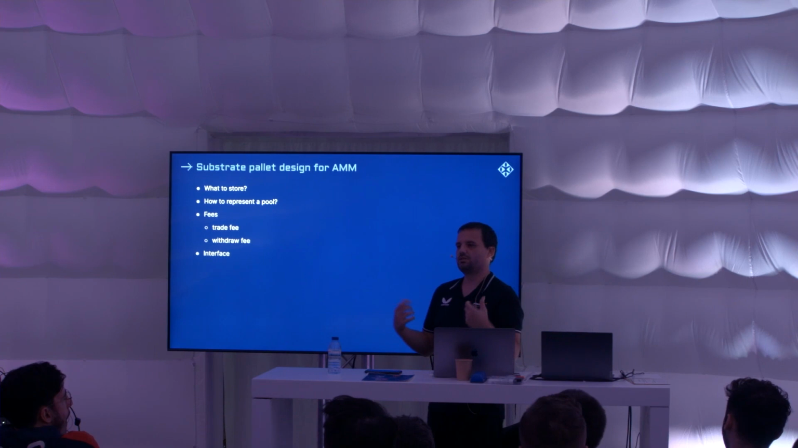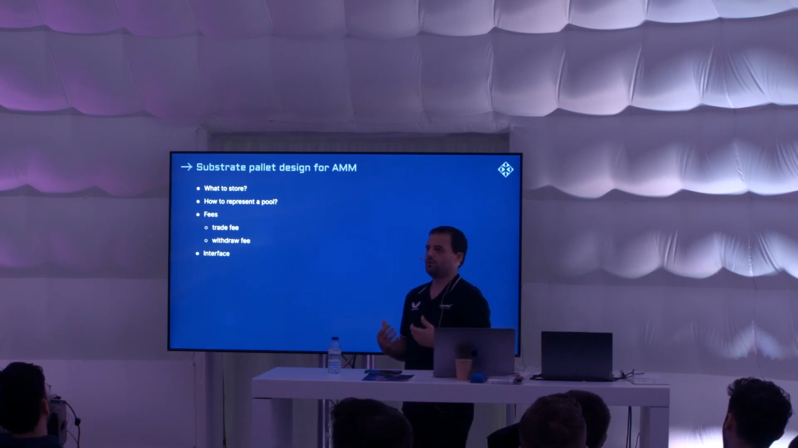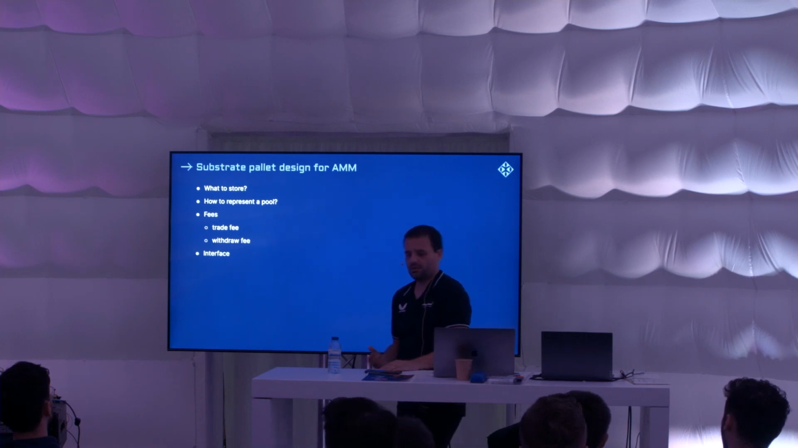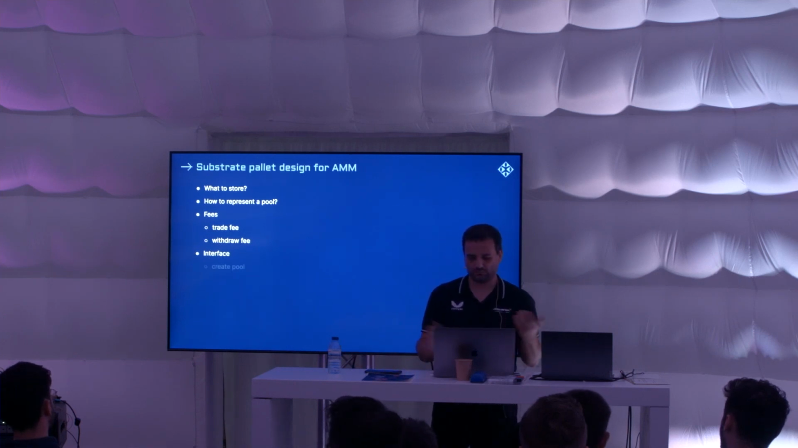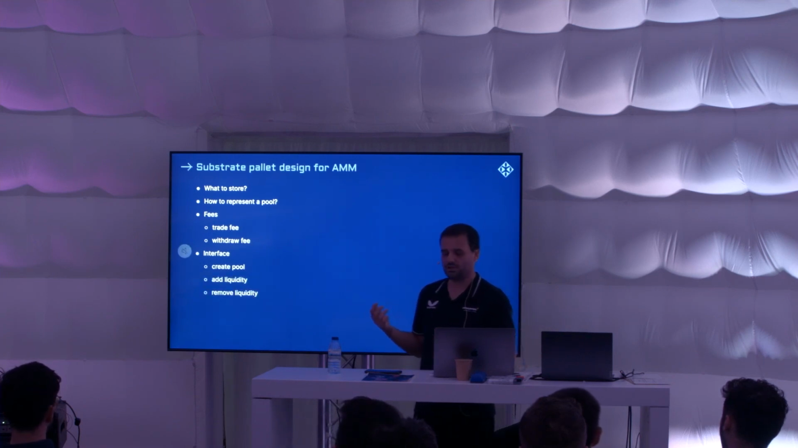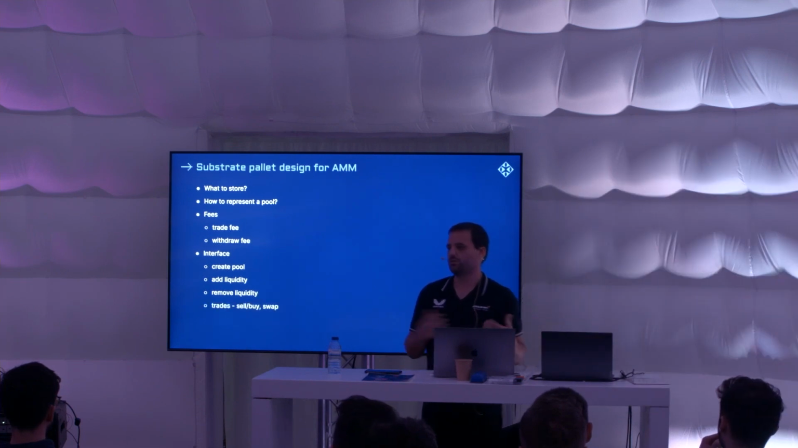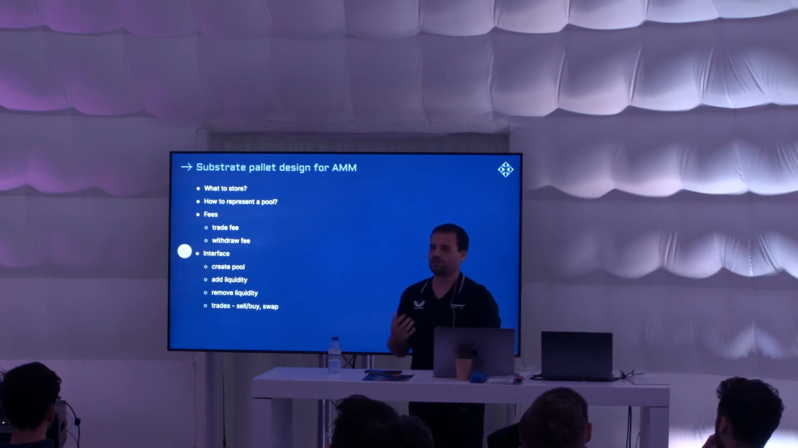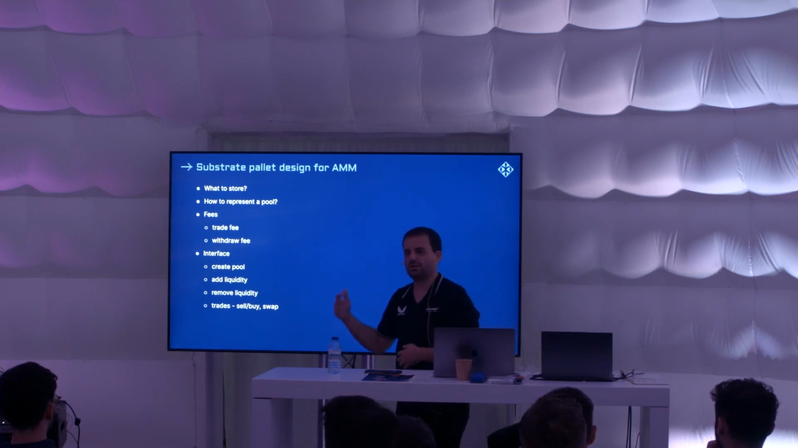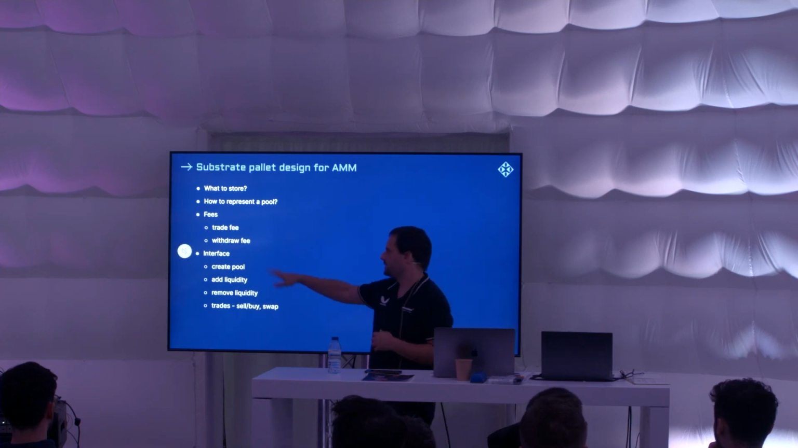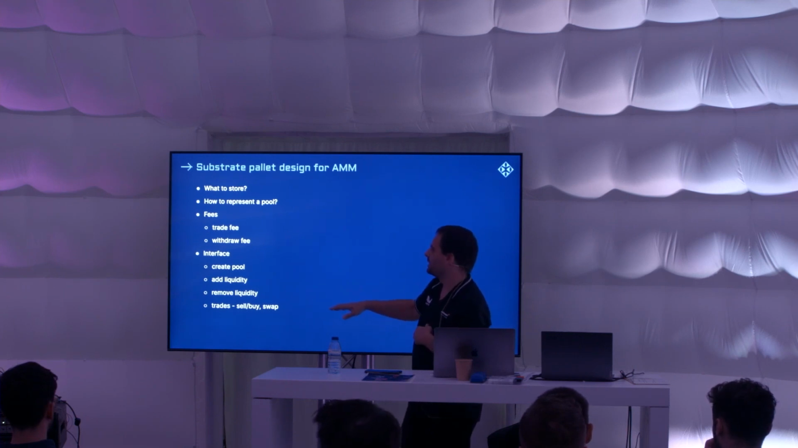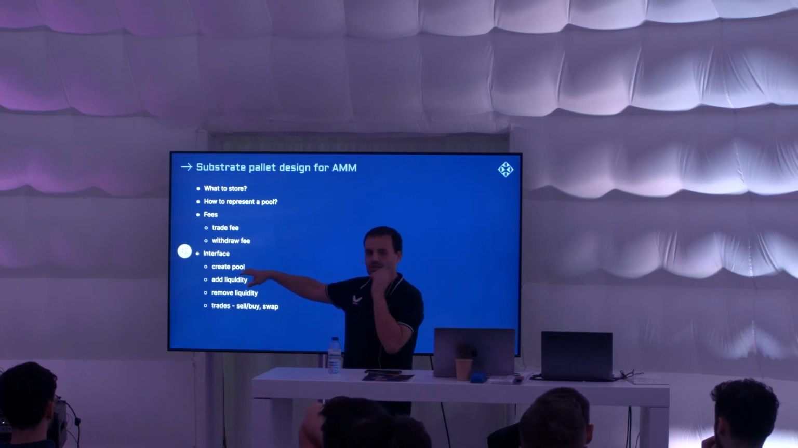Then the interface. You're designing your pallet, so what interface do we need? Okay, we need to create a pool, then we need to add liquidity, remove liquidity, and then obviously the most important part, which is the swaps or trades, sells and buys. When you think about all other AMMs, they will have the same interface, because you don't need anything else. And then you start thinking about input parameters.